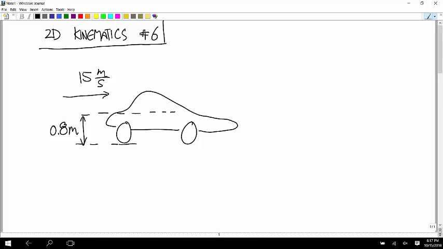We want to know how far the object, so the object starts here, and we want to know horizontally how far it travels before it hits the ground. So we want to know what this distance is.